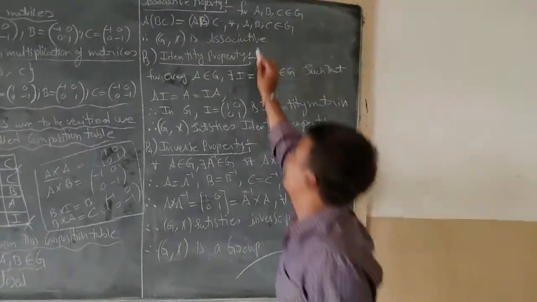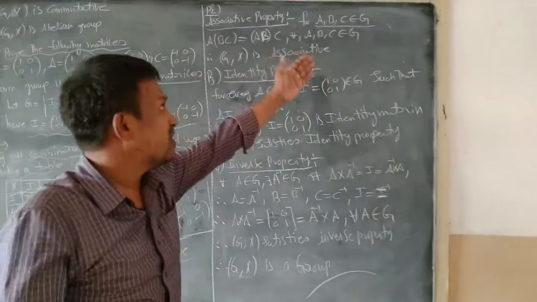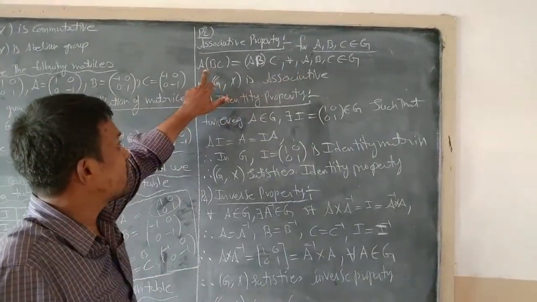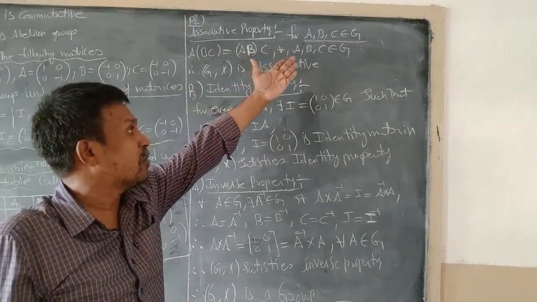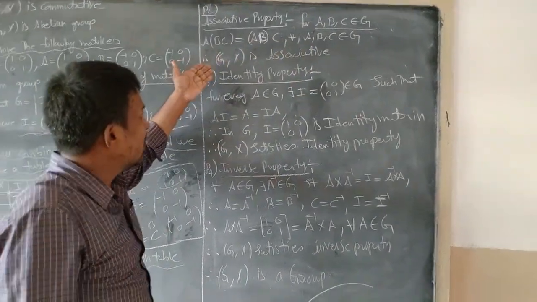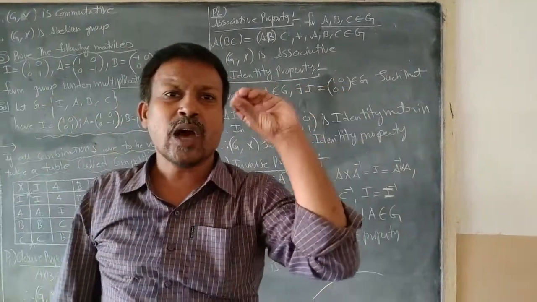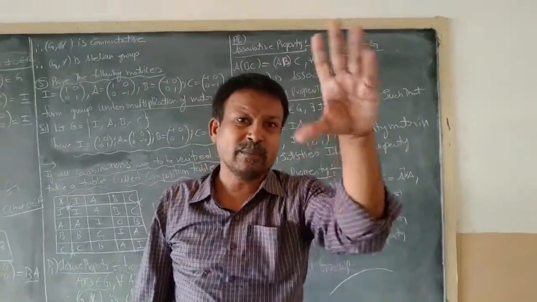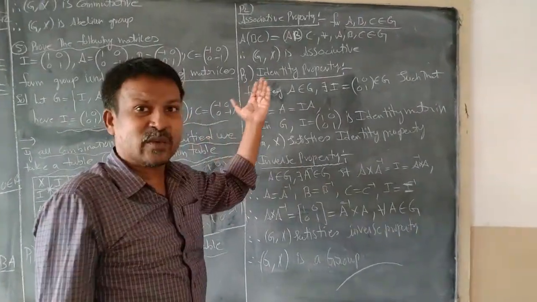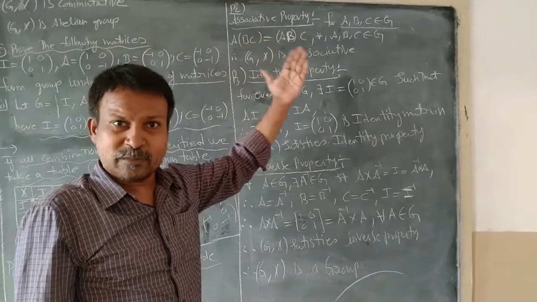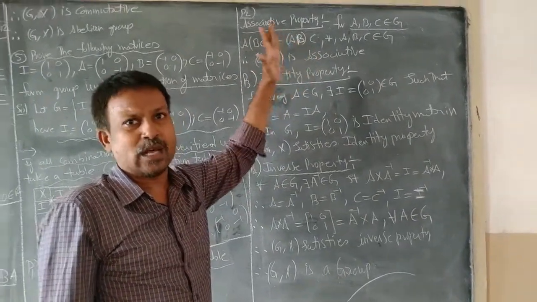I am taking the three matrices capital A, capital B, capital C which are present in set G, and I am substituting them in A of BC is equal to AB of C, for every A, B, C belonging to G. Here I concluded G, star is associative directly. Why? Because matrix multiplication is always associative. Therefore, these four matrices satisfy the associative property with respect to multiplication. Therefore, the conclusion is G, star is associative.